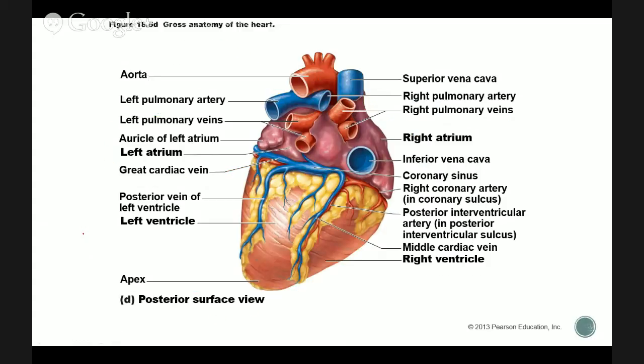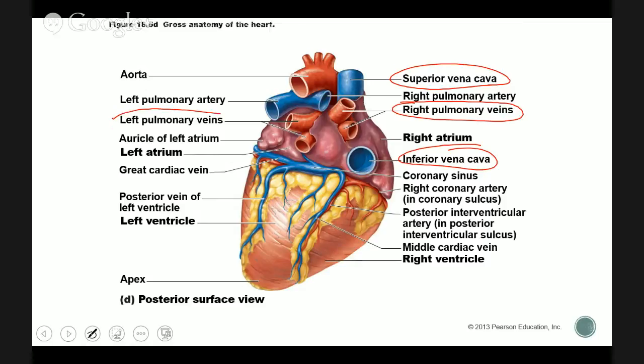Take a look at the back side. You can see those vessels again, the superior vena cava here, inferior vena cava here. You can see the pulmonary veins coming back to the heart. You can see the pulmonary arteries leaving the heart. To the backside of the auricles, you can see some of the coronary circulation.